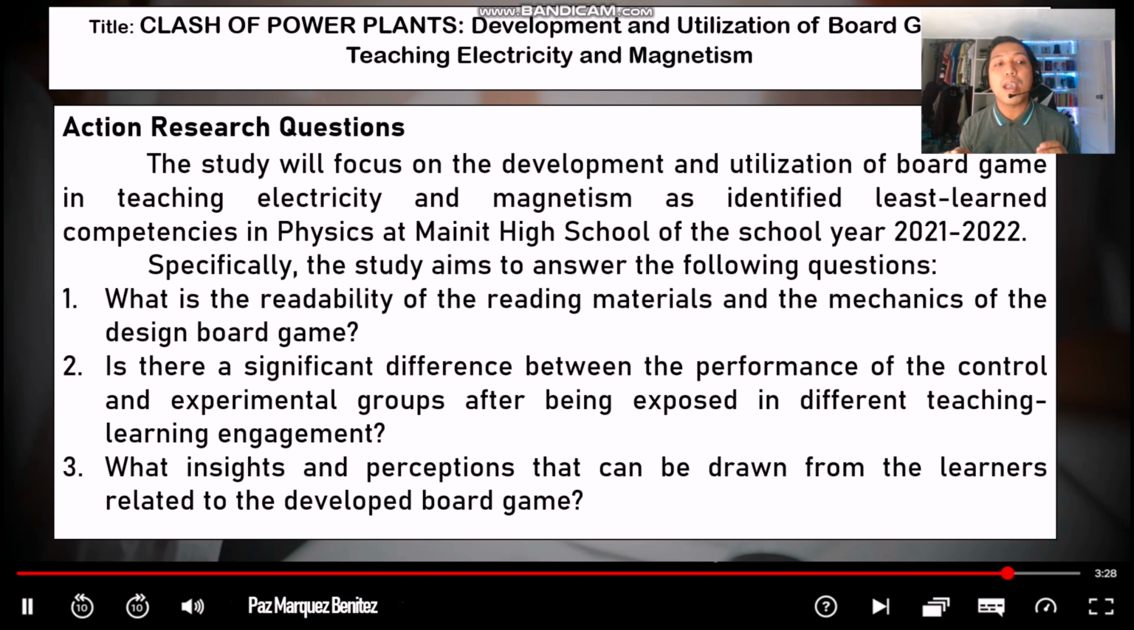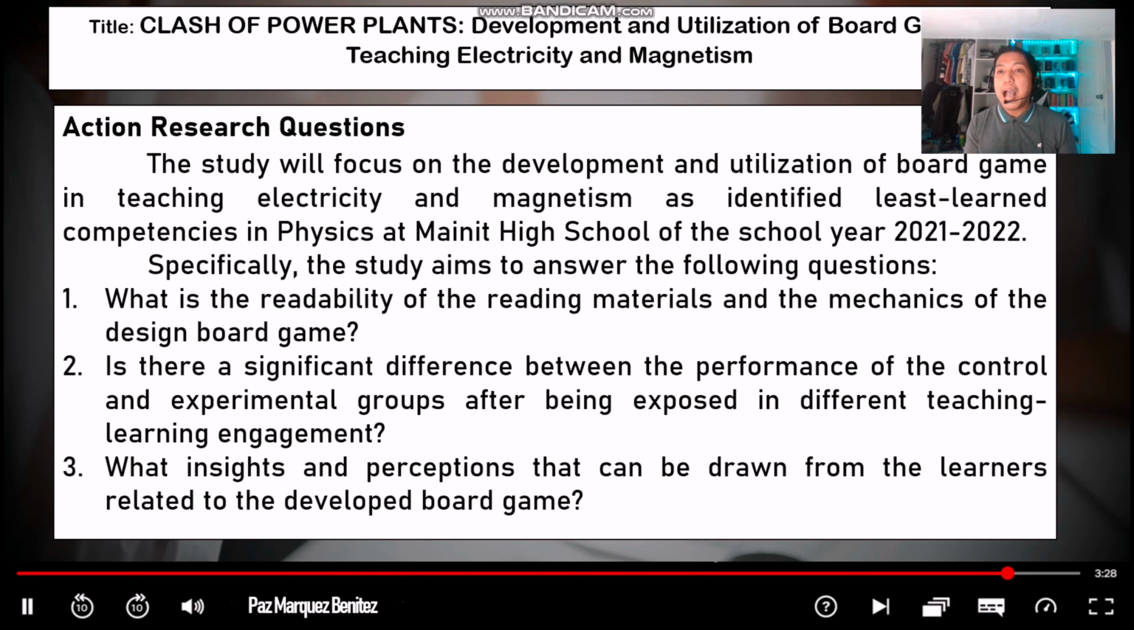The second one is the significance. Is there a significant difference between the performance of the control and experimental group after being exposed to different teaching-learning engagement? So kadalasan ito yung pangalawang question. Kung meron bang pagbabago yung score nila or performance nila, either the control group or experimental group, or either pre-test or post-test. Okay? So meron bang difference? Significant ba o hindi? So yun ang ilalagay natin.